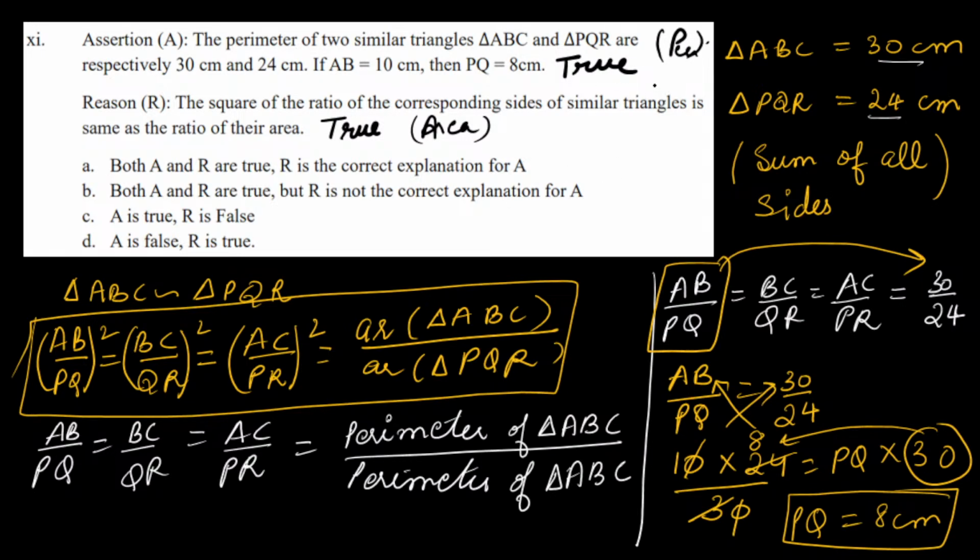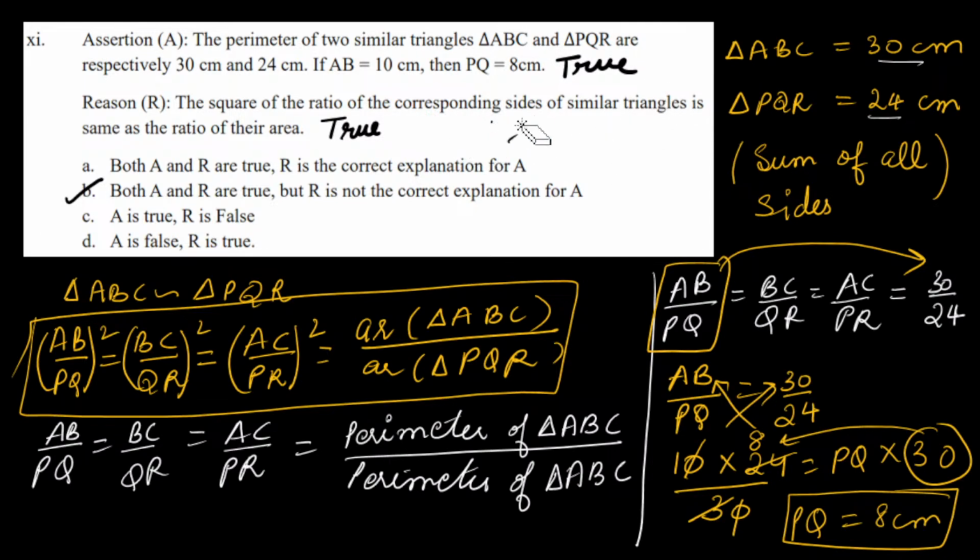They are not related. In the assertion statement we are talking about perimeter, and in the reason statement we are talking about area. Area is not giving us any hint about the perimeter. This is a different result of similarity. They are not at all connected with each other. So both are correct, but R is not the correct explanation of A.